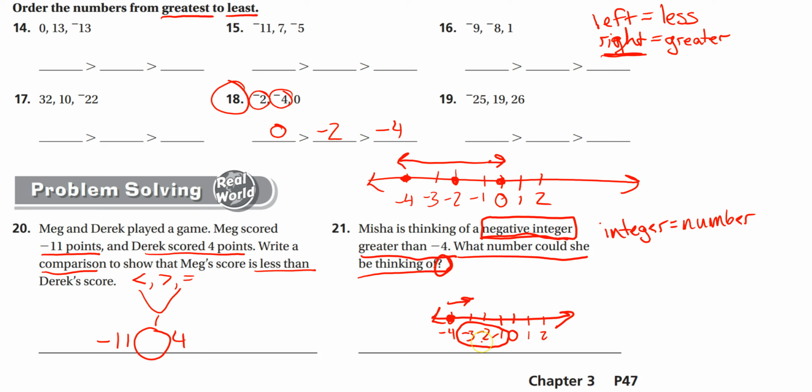So you can pick any one of those three numbers, not any number, but any one of those three numbers will be still negative, but yet larger than -4, to the right of -4.